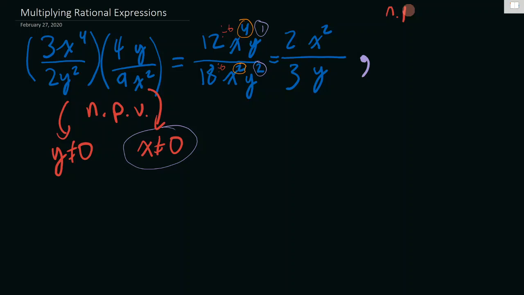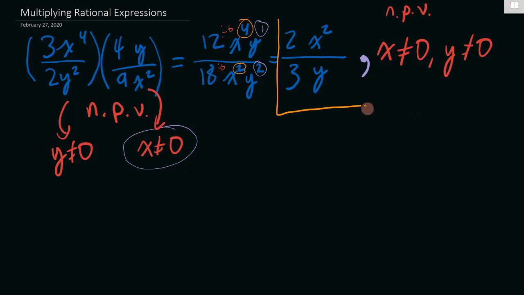And you can write NPV if you like at the end. But what you really need to have is this piece right here, which is that x cannot equal 0 and y cannot equal 0. Okay, now we have simplified our rational expression, we've written our restrictions, and our final answer is essentially this entire thing all the way over there. Okay, our simplified expression and our restrictions.